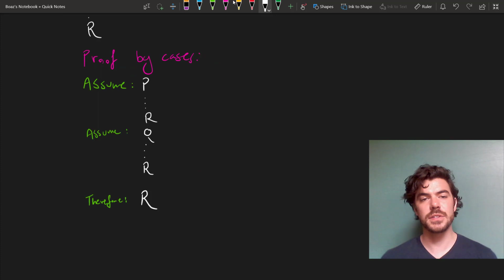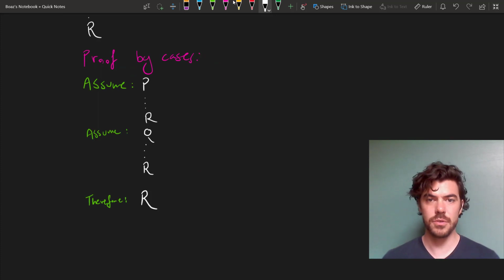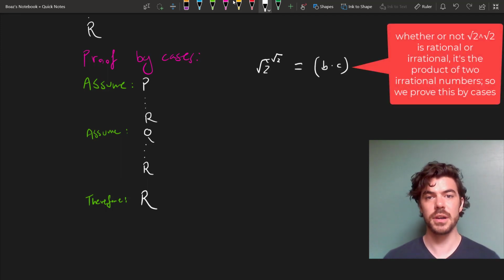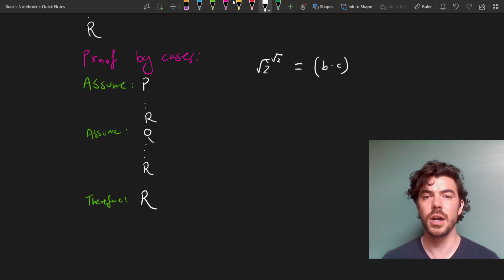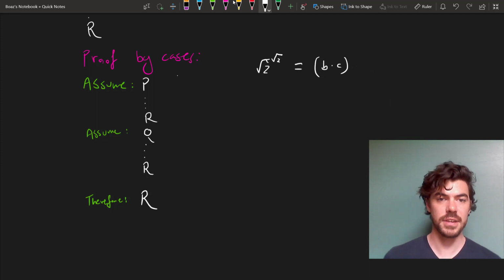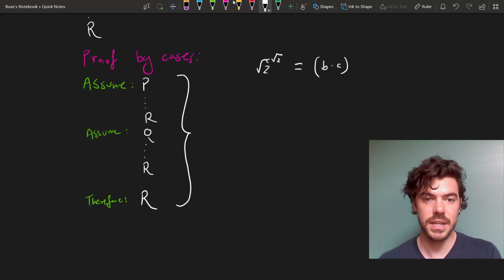The textbook gives an example of this involving the square root of 2 to the power of the square root of 2. Whether or not it's irrational or rational itself, it's the product of these. This example is a bit involved, and I think more complicated than it needs to be. Don't worry too much about the underlying stuff. The point is just the structure that we have here. So let's see an example of this in action.